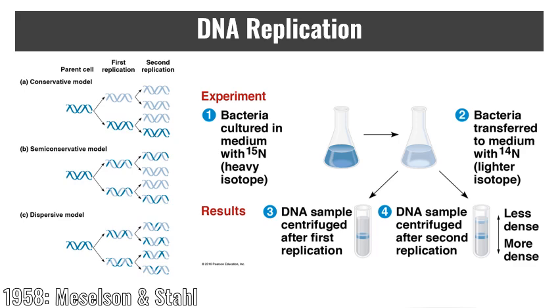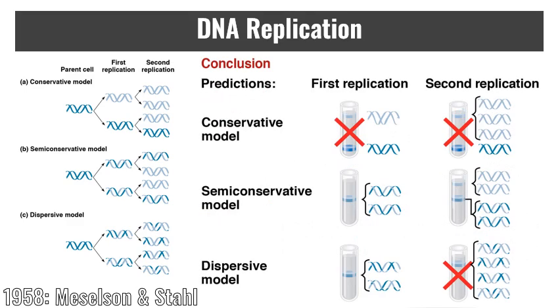When they went through the actual process and centrifuged, they found that after one centrifugation, there was only one intermediate band, which knocked the conservative model directly out, because there would have been a heavy band and a light band in the conservative model. After the second generation, they found two bands, one that was less dense and one that was more dense, meaning that the semi-conservative model was the one supported by the data. So overall, we can see that relationship here. One band after the first generation doesn't take the semi-conservative or the dispersive model out, but two bands after the second does.